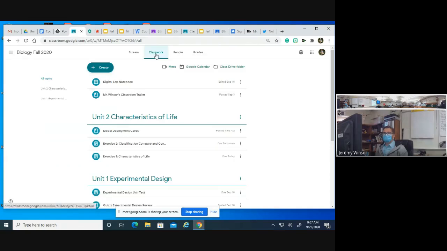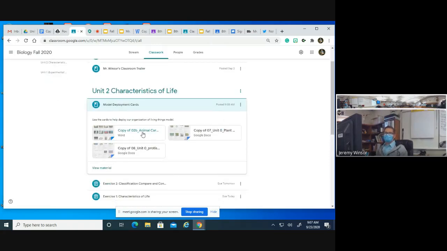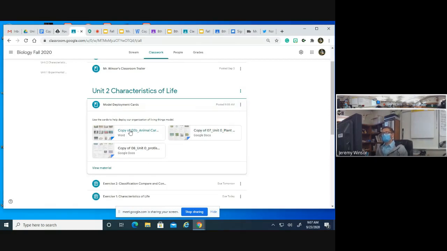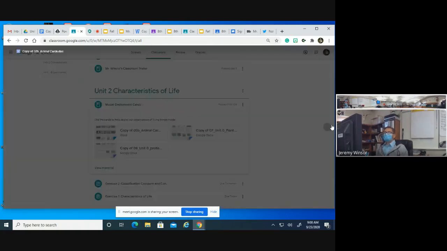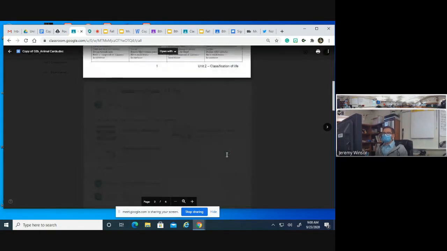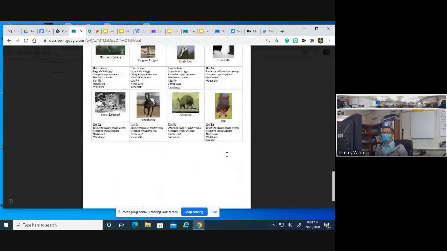So if I'm under classwork, it says model deployment cards. You're going to click on that and just open up the animal ones. I guess maybe I should have renamed that. It might have been better if it was renamed, but it's the animal cards. It's a copy of 02B animal cards. And now you're going to see a whole bunch of different types of animals. All kinds of cool animals.